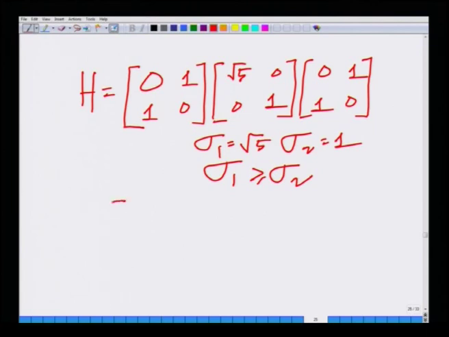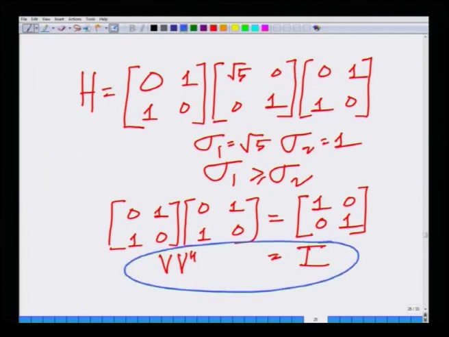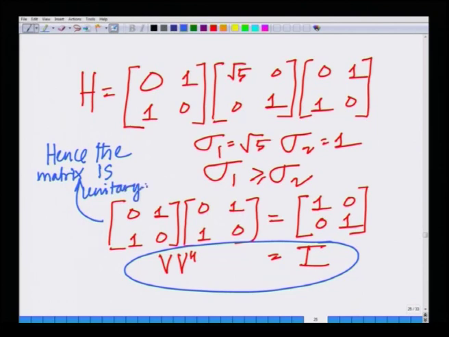In fact, you can also see that V Hermitian equals 0, 1, 1, 0. The product V Hermitian V is equal to 1, 0, 0, 1, which is nothing but the identity. Hence, we have V Hermitian V equals identity, hence this matrix is unitary.